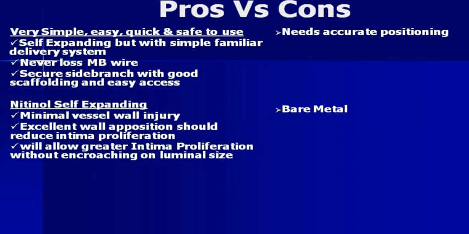Another important property that was alluded to today is that it's self-expanding. Because of that, it helps to minimize vessel wall injury, and it gives you excellent apposition. These two properties should reduce intimal proliferation. However, if you do get intimal proliferation, because the stent actually grows, it compensates for this and allows for greater intimal proliferation without encroaching on luminal size. I think to some extent, this compensates for the fact that this is not drug-eluting and is a bare metal stent.